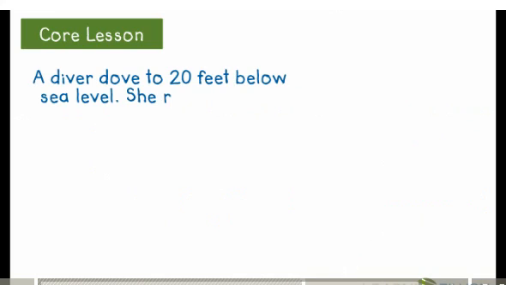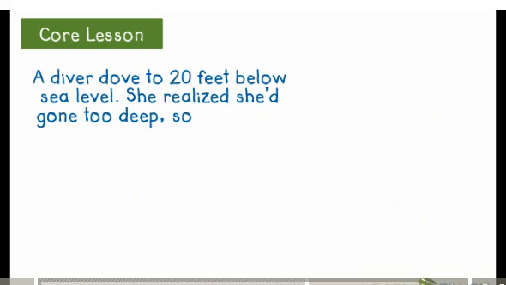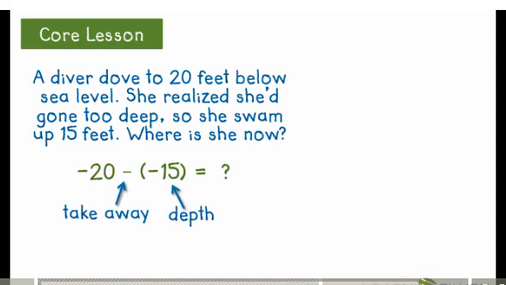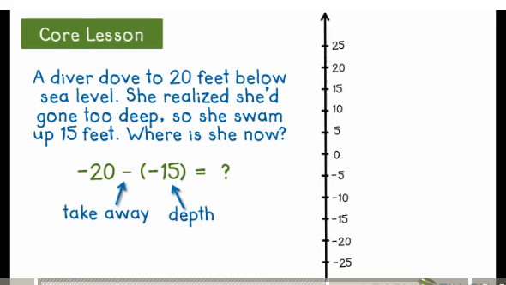A diver dove to 20 feet below sea level. She realized she'd gone too deep, so she swam up 15 feet. Where is she now? This time, we are subtracting -15 because we are taking away the depth. She starts at 0, swims 20 feet down.